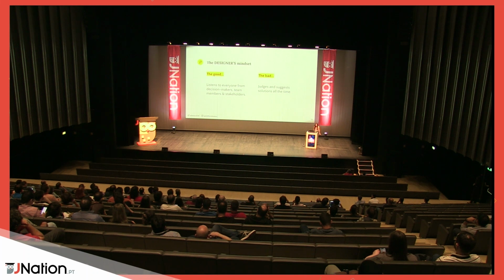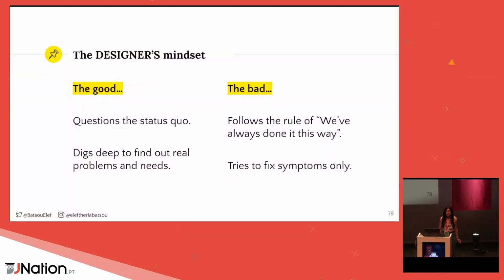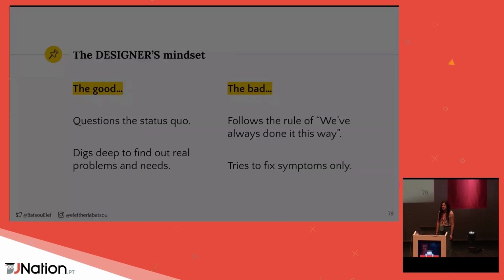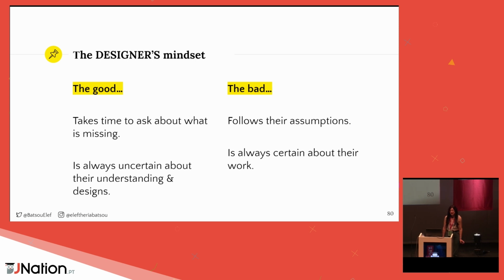The good one listens to everyone, from decision makers, team members, and stakeholders, whereas the bad one judges and suggests solutions all the time. You can pick a side. The good one questions the status quo and digs deep to find out real problems and needs, whereas the bad one follows the rule, we've always done it that way, and I'm quite sure that you've heard that inside your team or your company, and tries to fix symptoms only. Again, pick your side. The good one takes time to ask about what is missing, is always uncertain about their understandings and designs, whereas the bad one follows their assumption and is always certain about their work.